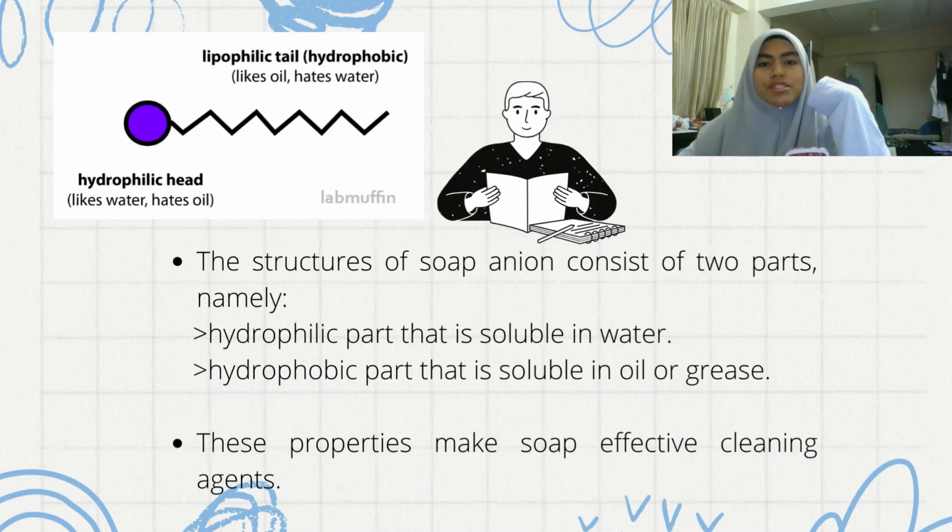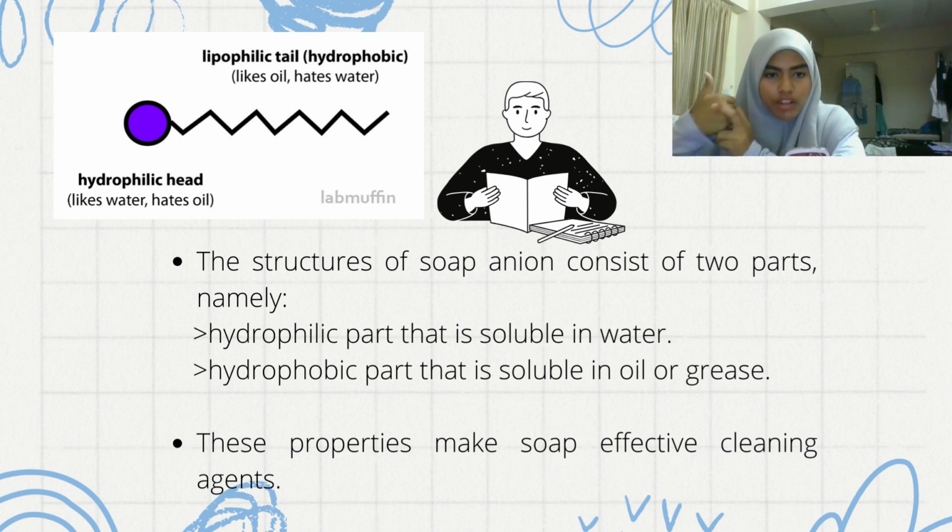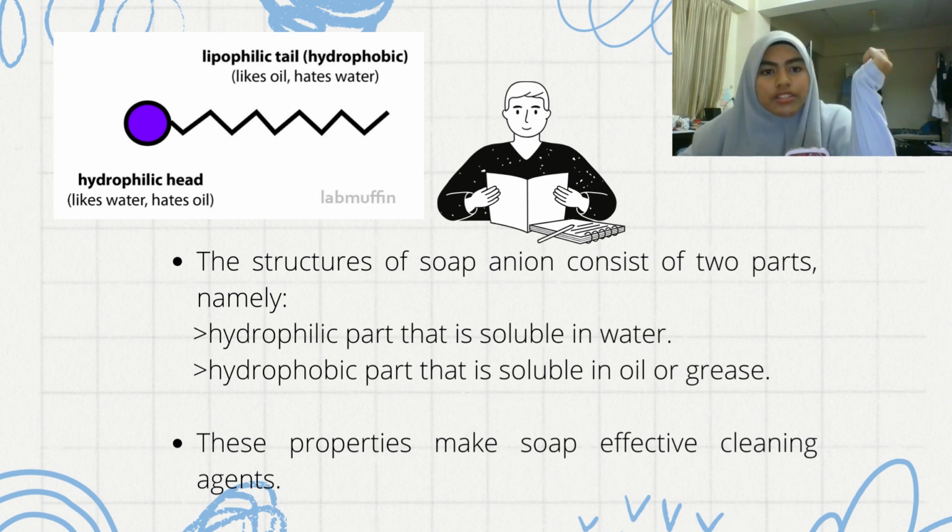The structure of the soap anion consists of two parts, namely the hydrophilic part that is soluble in water and the hydrophobic part that is soluble in oil or grease. That means the hydrophilic part likes water but hates oil. The hydrophobic part at the tail likes oil but hates water. These properties make soap an effective cleaning agent.